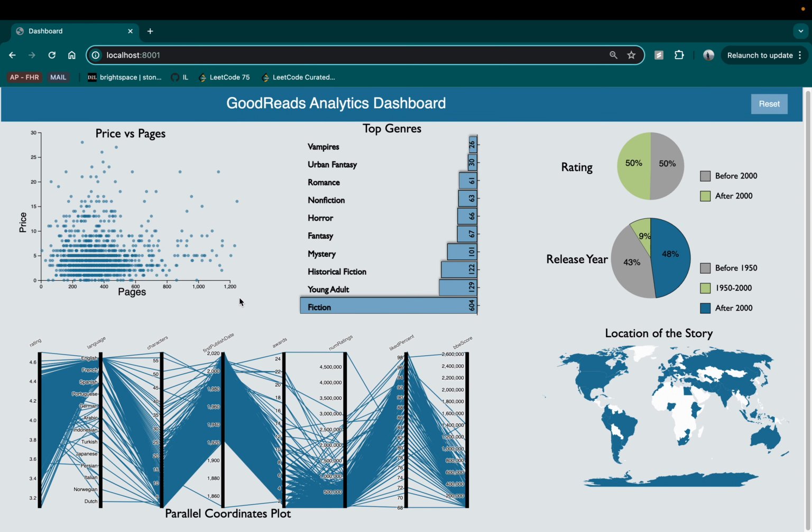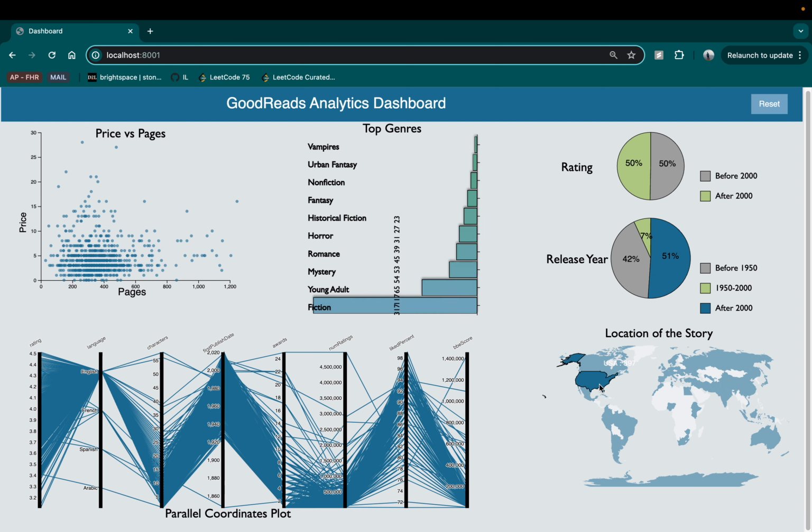And the next one is a parallel coordinates plot, where we have chosen specific attributes which make the most sense to observe patterns. And the last one is a choropleth map. Based on the location, we can segregate which area reads which books and so on. From here on, my teammate Sai Ashish will explain each plot in detail.